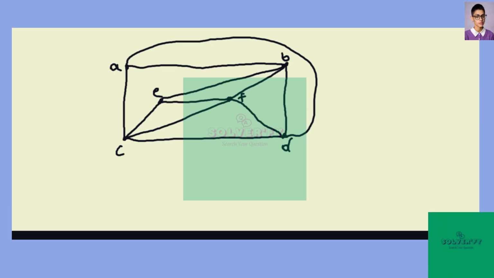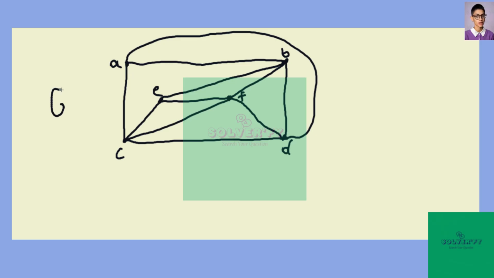So given this graph here, and recall that the coloring of a simple graph is the assignment of a color to each vertex of the graph so that no two adjacent vertices are assigned the same color. And then the chromatic number of a graph is the least number of colors needed for coloring of the graph.